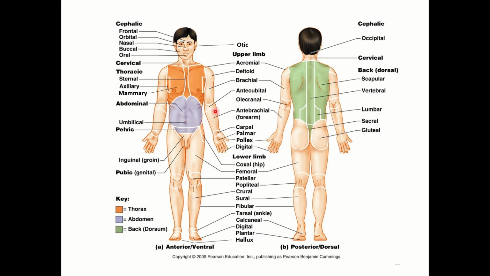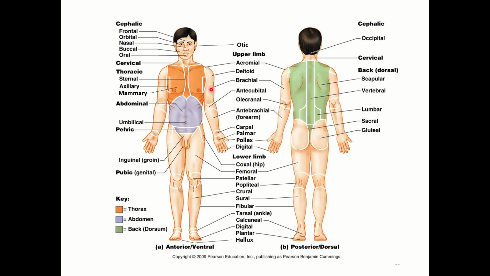Now let's look at the appendicular regional terms. The upper limb on both the anterior and posterior will contain the acromial region. This corresponds to the acromion of the scapula. You can feel it on your shoulders. It protrudes. Inferior to the acromial is your deltoid region. This is where you get vaccinations.